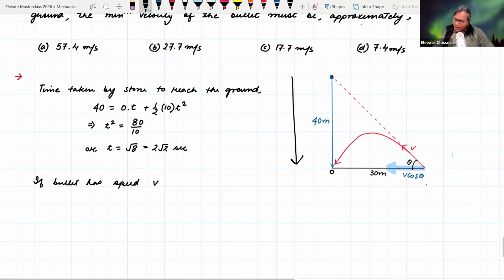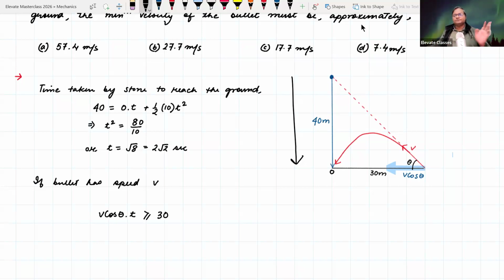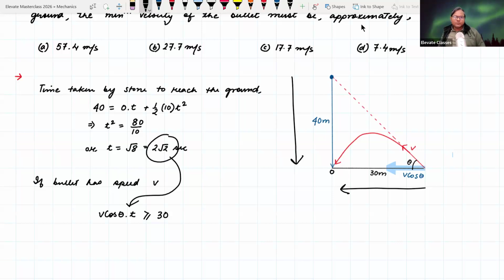तो इसका मतलब ये है that the horizontal speed of the bullet, which is v cos theta, must take the time t, okay, and that should be slightly greater than 30 meters. That's all. We are looking at the limit, right? So in this much time, stone lands. So in this much time, v cos theta must complete 30 meters. This is the condition. समझ आ रहा है सबको? बताइए.